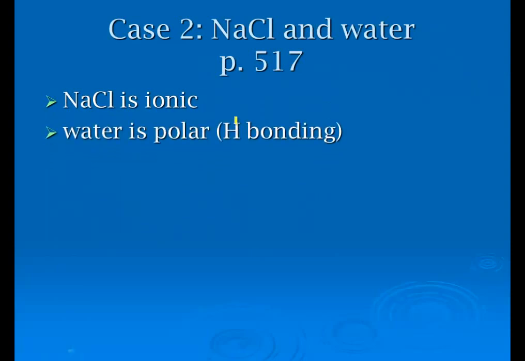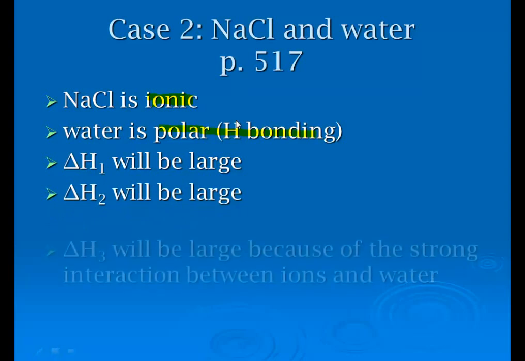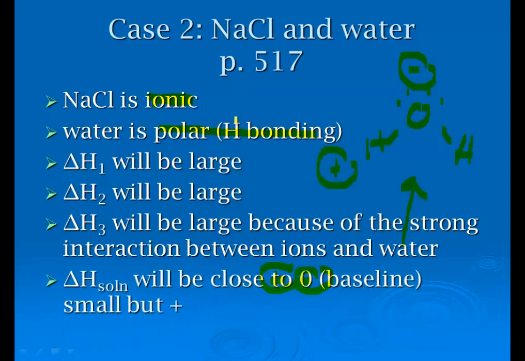Water is, excuse me, very polar. Sodium chloride is very ionic. Okay, so delta H1 will be large because ionics are some of the strongest ones that are held together. Delta H2 will be very large because you've got separating hydrogen bonding. However, delta H3 will also be large because of the strong interaction between the ions and the water, because the ions will be positive and negative. And the water, once we get that Mickey Mouse structure, here's your negative end, here's your positive end, so you have lots of interaction. So it will be close to zero, small but actually a little bit positive.